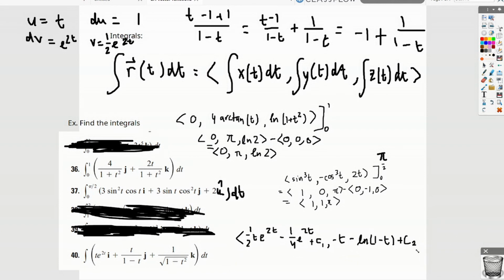Next is 1 over square root of 1 minus t squared. I don't know if you remember this, but it's just arcsine t plus c3.